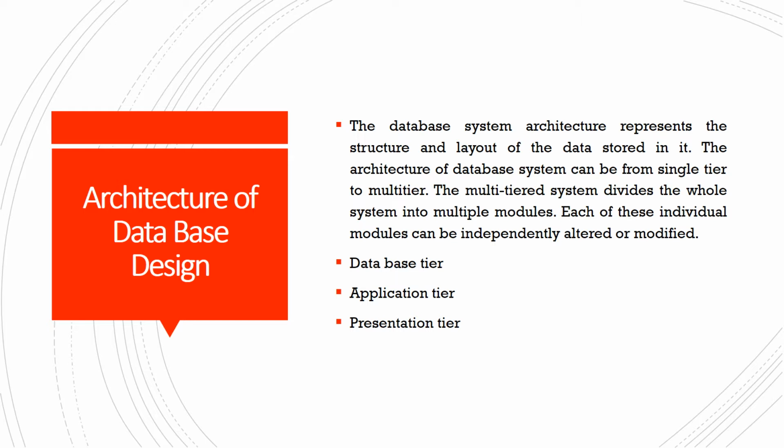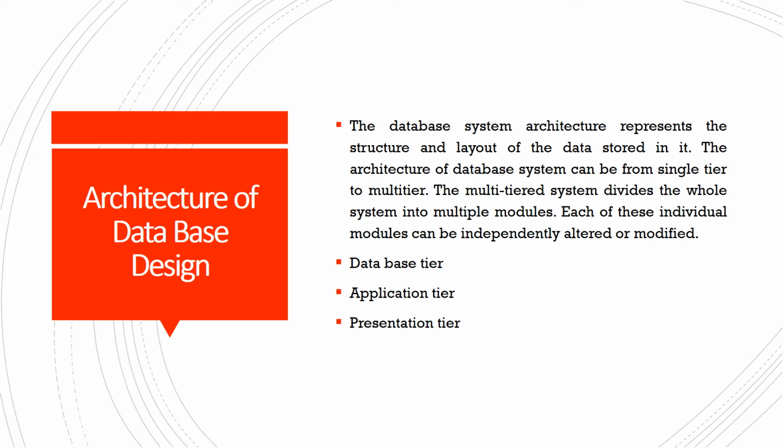The database system architecture represents the structure and the layout of the data. So it represents what structure and layout of the data is stored in it. The architecture of the database system can be from a single tier to multi-tier. Depending upon that, it will vary. A multi-tiered system divides the whole system into various modules. Each of these individual modules can be independently altered or modified.